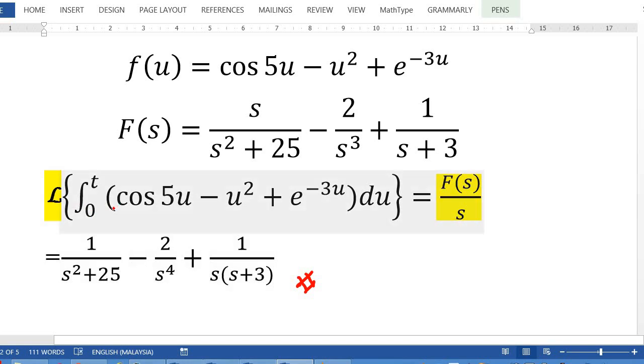Again, the Laplace transform of the integral of f(u) du from 0 to t is F(s) over s. To get F(s), identify f(u).